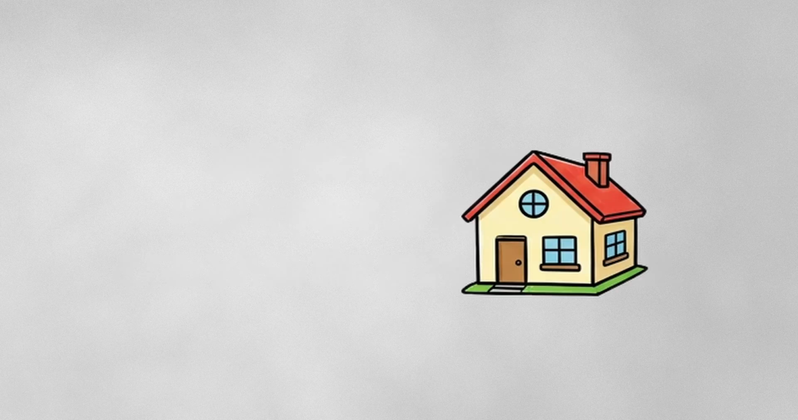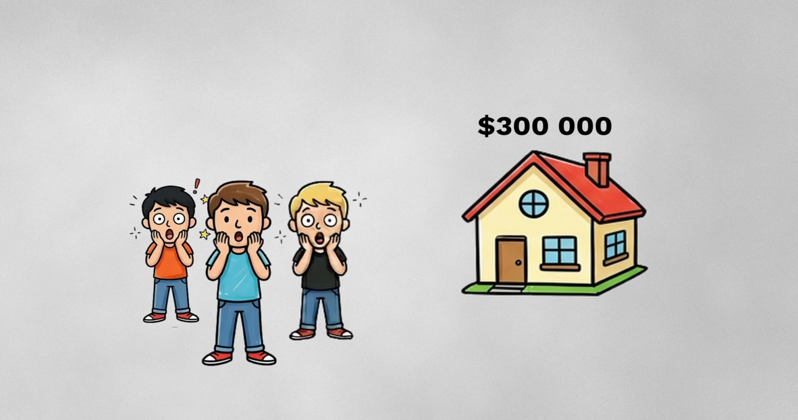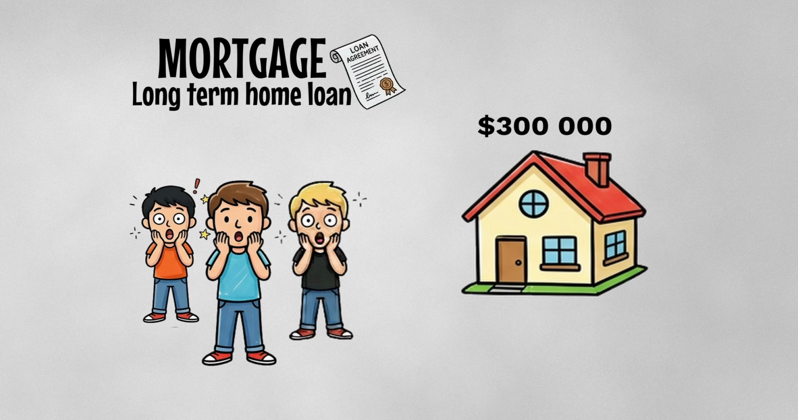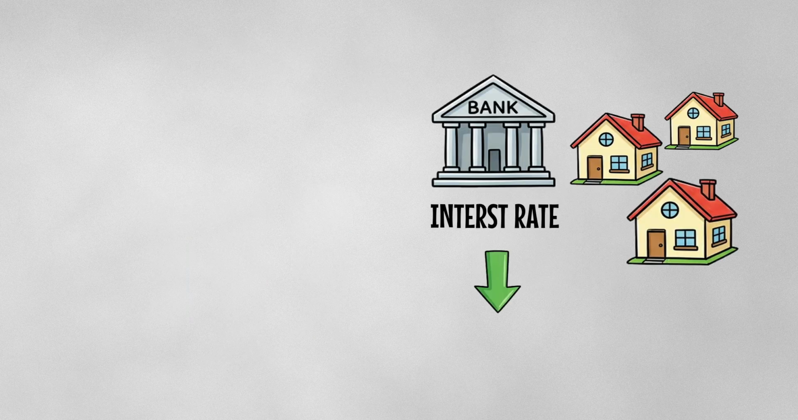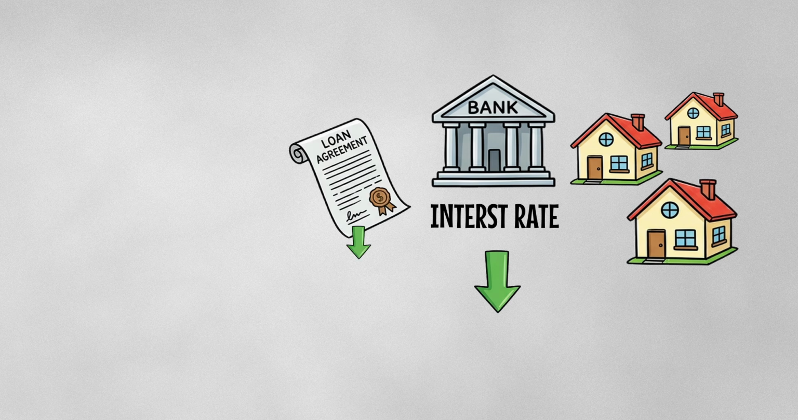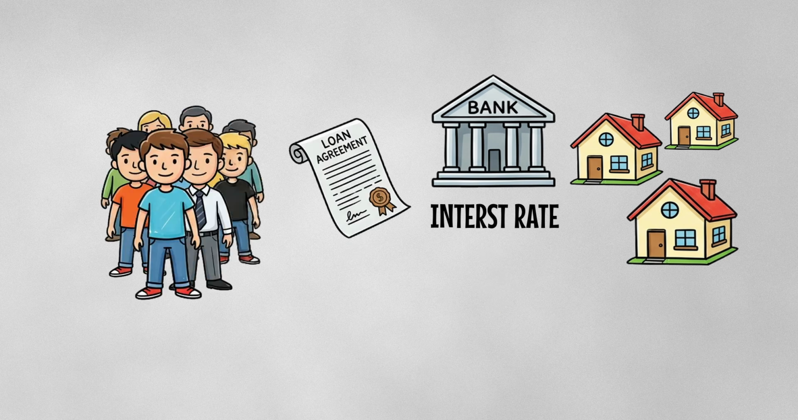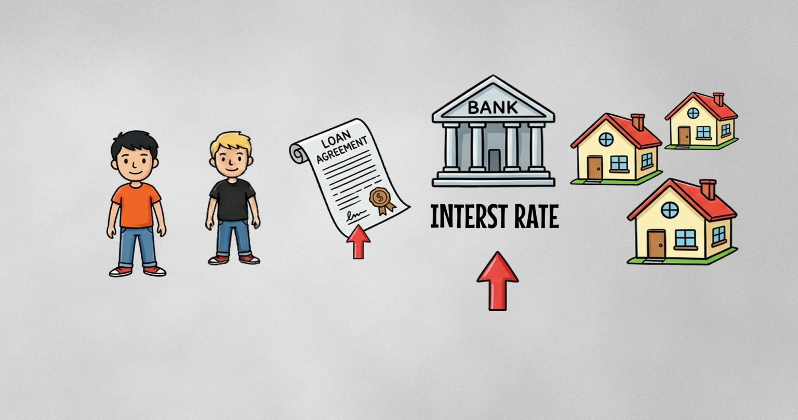Now think about a house. A house might cost $300,000. Most people don't have that money, so they take a mortgage, which is just a long-term home loan. If interest rates are low, monthly payments are lower. More people can afford to buy houses. If interest rates are high, monthly payments are higher. Fewer people can afford to buy houses.